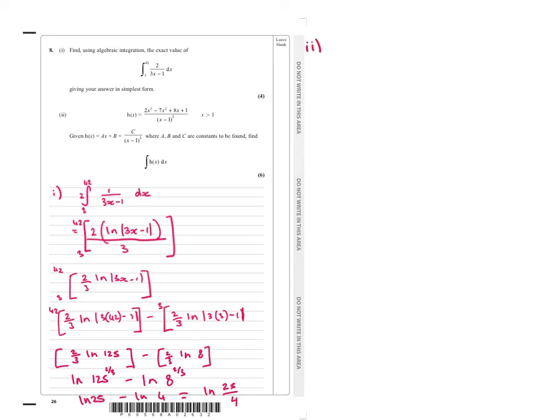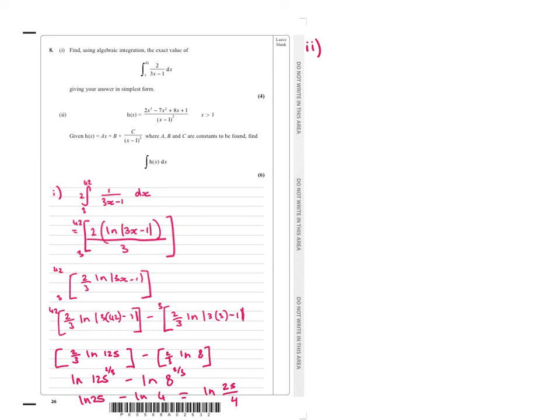Okay, part II. h of x equals 2x cubed minus 7x squared plus 8x plus 1 over x minus 1 squared, given that h of x equals ax plus b plus c over x minus 1 squared, where a, b and c are constants to be found, find the integral of h of x dx. First of all, we've got to simplify this. So we need to find a, b and c.